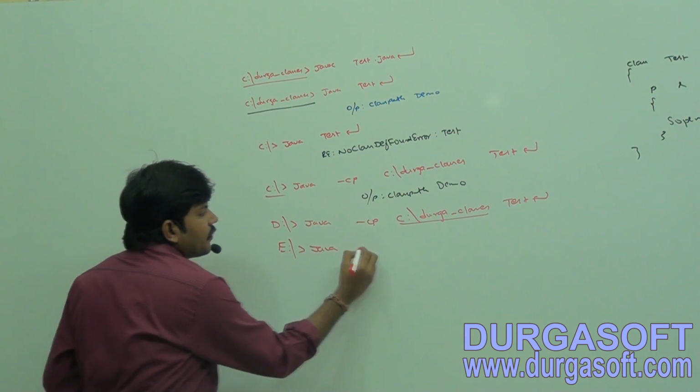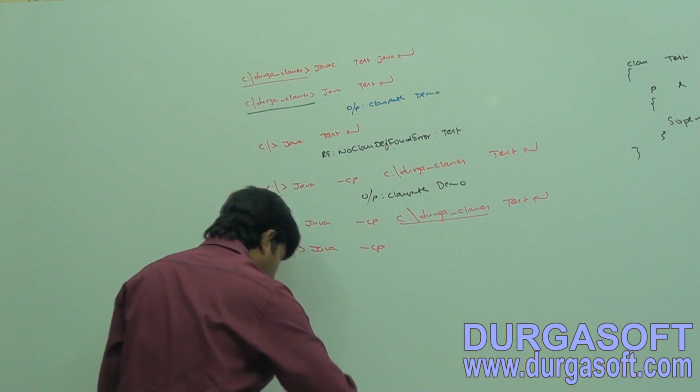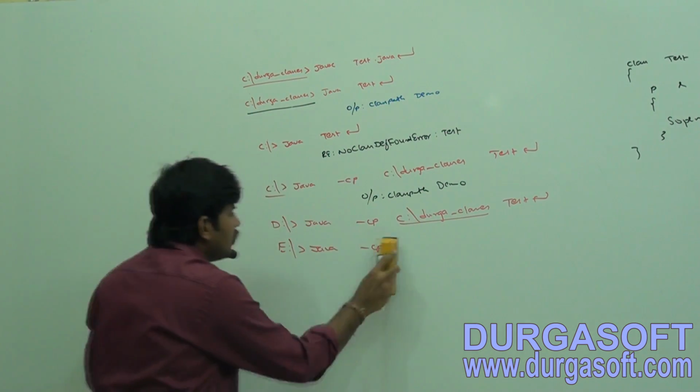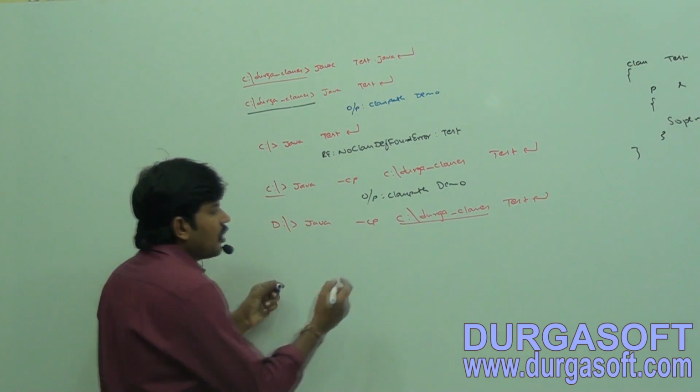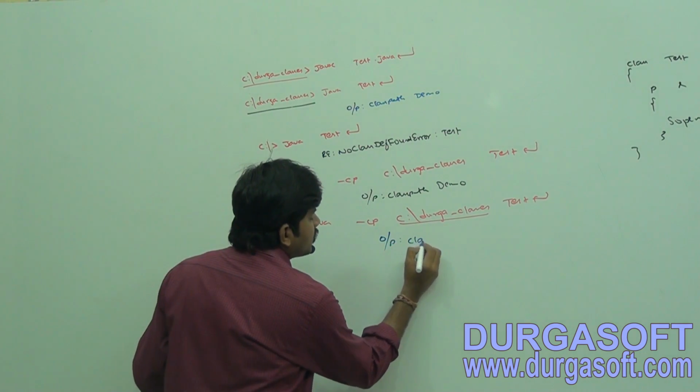Okay, java -cp. One minute. If I run this code, is it valid or not? Yes. What is the output? We are going to get class path demo.